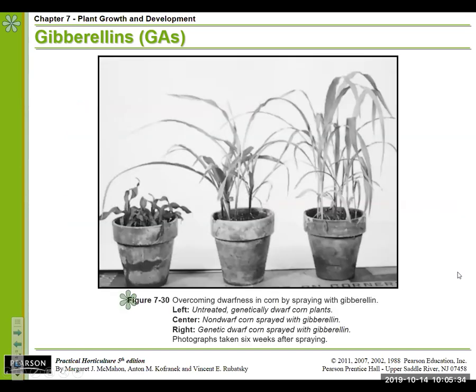So here's an example of that. In the left container, we've got an untreated genetically dwarf corn. And then in the center, we have a non-dwarf corn that has been sprayed with gibberellin. As you can see, the leaves are developing much longer than natural. Now on the right, we've got that genetic dwarf that has been sprayed with gibberellin, which is causing it to break out of that dwarf phenomenon.